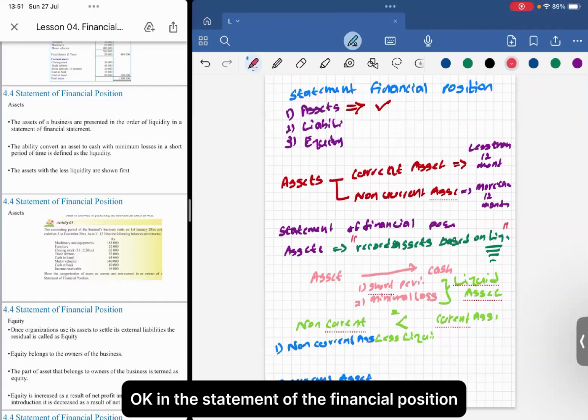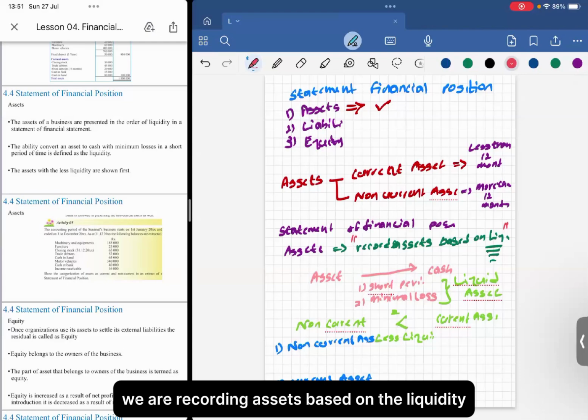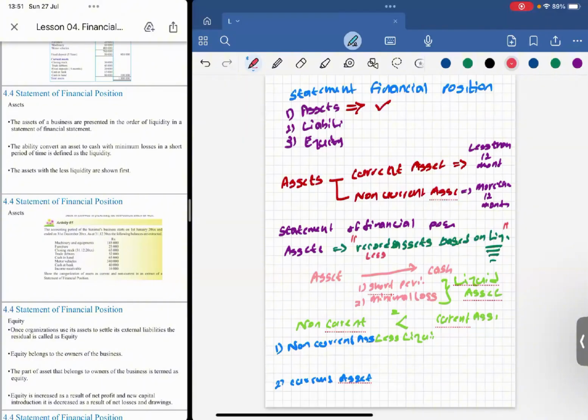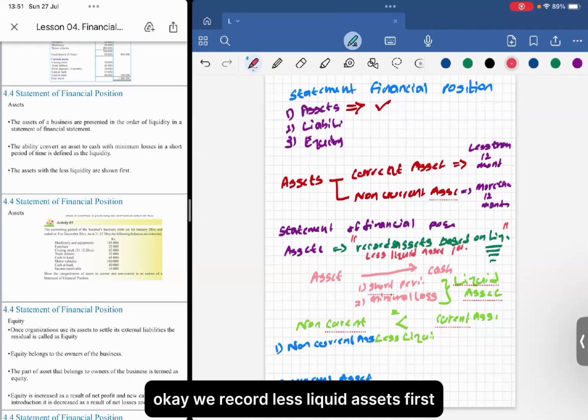In the statement of the financial position, we are recording assets based on the liquidity. So we record non-current assets first and current assets later, and we record less liquid assets first. Okay, we record less liquid assets first. So firstly we record non-current assets and then we record the current assets.